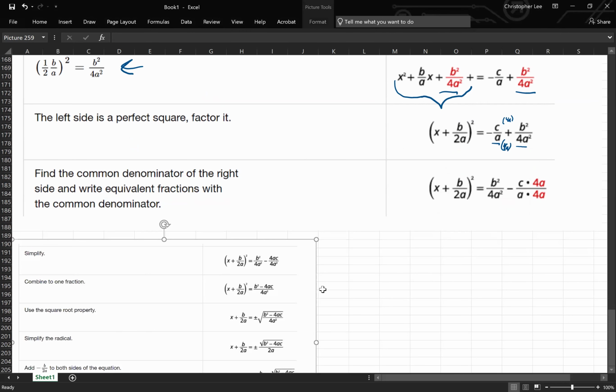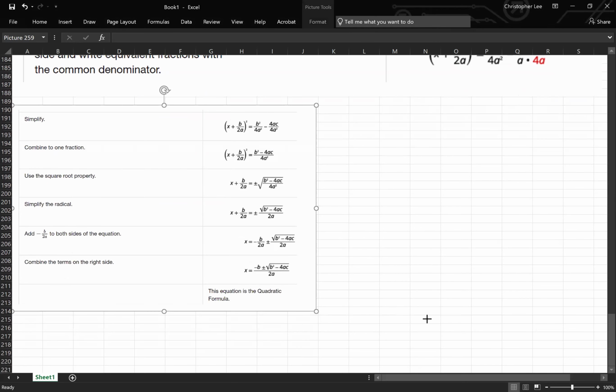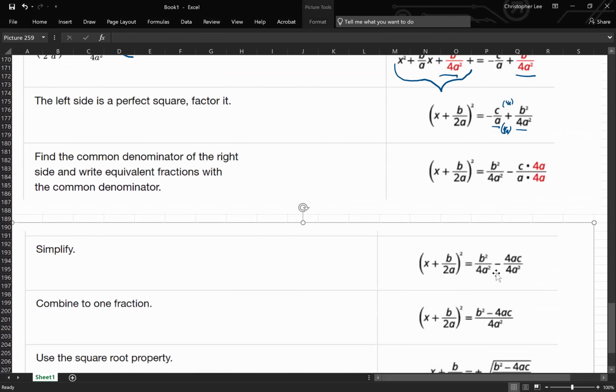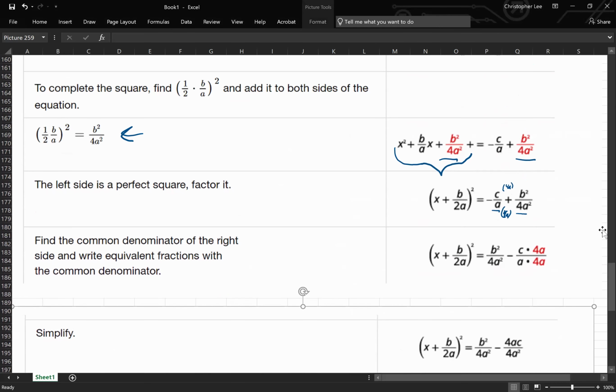All right, here we go, here we go, here we go. All right. So we're gonna simplify this. Where can I click? I click right here.